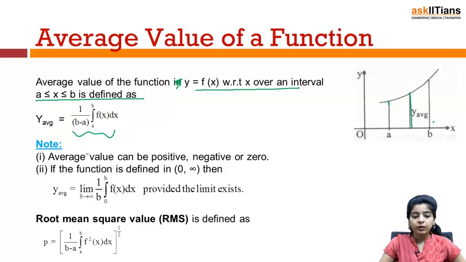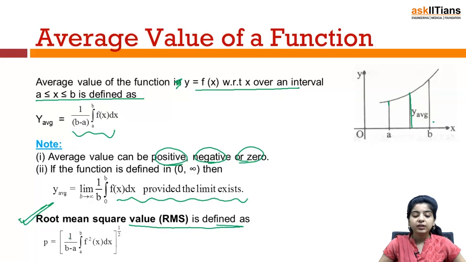Important points about average value of a function are that average value can be either positive or negative or 0. It can be positive, negative or 0, and if the function is defined in 0 to infinity, then y average is limit b tends to infinity 1 by b integral 0 to b f(x) dx, provided obviously the limit exists. Another important concept is root mean square value, RMS, and that is defined by 1 by (b minus a) integral a to b f square x dx whole raised to the power 1 by 2.